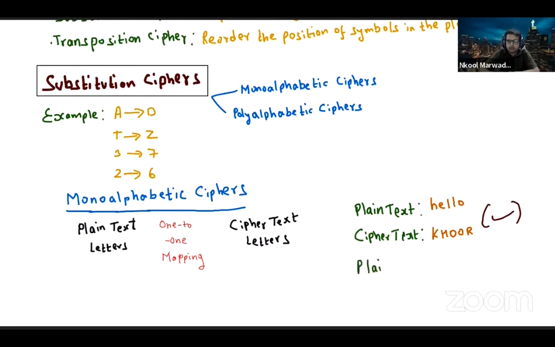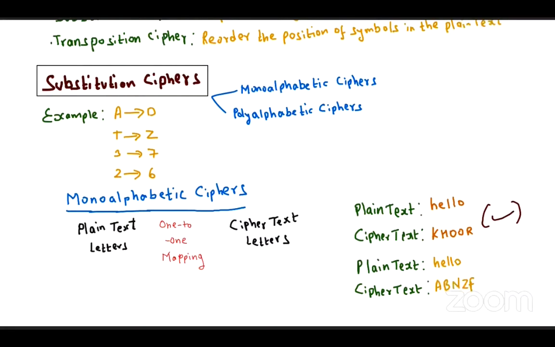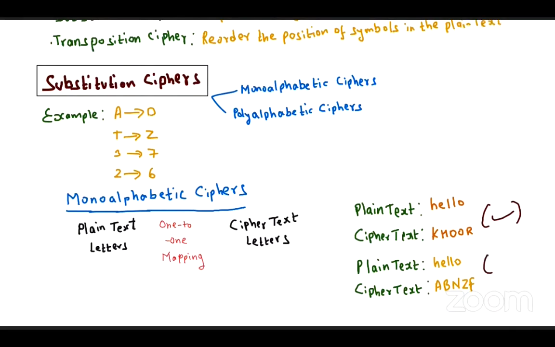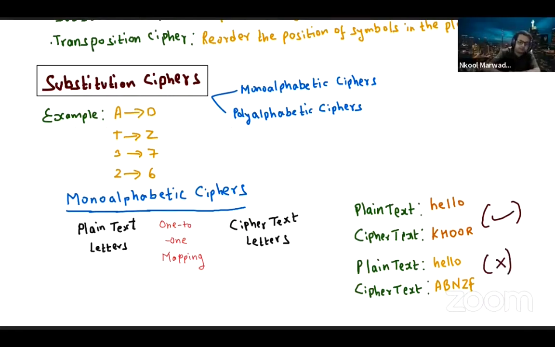For example, if we have the plain text, once again, hello, but now the ciphertext is AB and ZF, and hence it is not monoalphabetic, because this LL has been assigned different symbols. The same L alphabet, once it is N, and another time it is Z. So it is not one-to-one mapping, and hence it cannot be a monoalphabetic cipher. This is polyalphabetic.